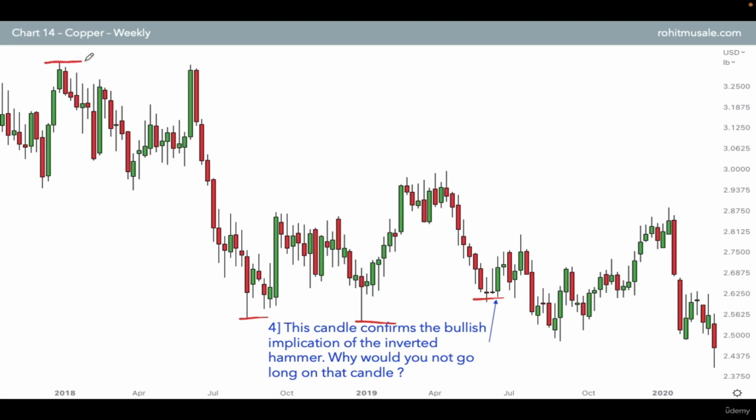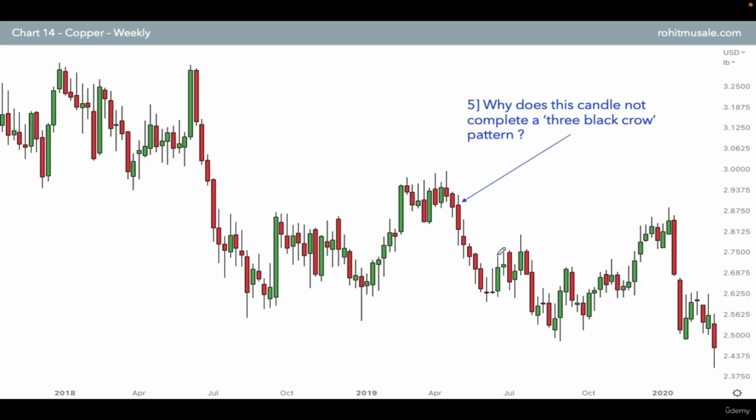See, if you draw this line, you will find that none of these two candles is touching that resistance line. That is not a proper test. So you have to wait for a proper test. That's why I would not go long on that green candle.